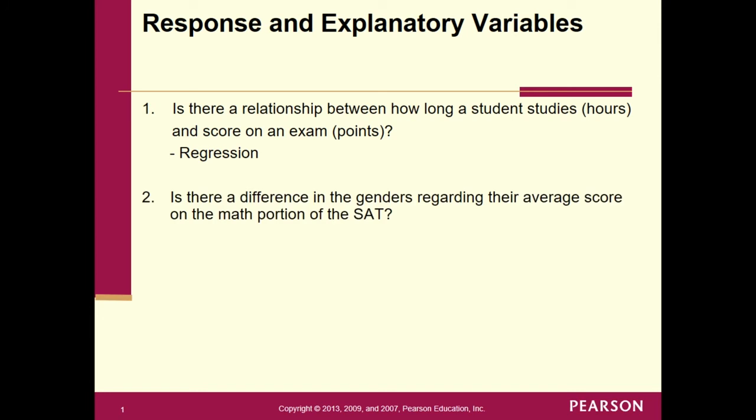Here, is there a difference in the genders regarding their average score in the math portion of the SAT? So notice we took a quantitative variable and we split it up. We had a categorical variable and its different levels, gender, male, female, all right? And we try to see if there's a relationship there. So what would we run in that kind of situation? Two sample t-test. So again, two variables, but one was categorical and one was quantitative.